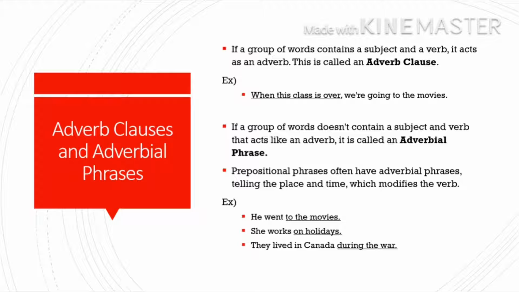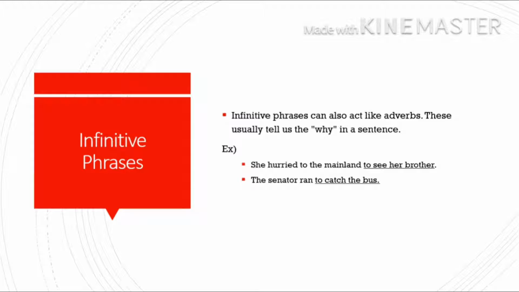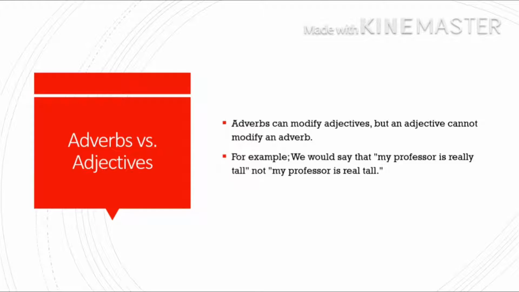If a group of words doesn't contain a subject and a verb that acts like an adverb, then it's called an adverbial phrase. You may have heard of this term before, as they occur often within prepositional phrases. For example, he went to the movies. Infinitive phrases can also act like adverbs. These usually tell the why in a sentence. For example, she hurried to the mainland to see her brother.